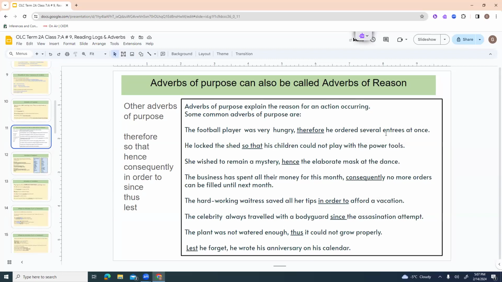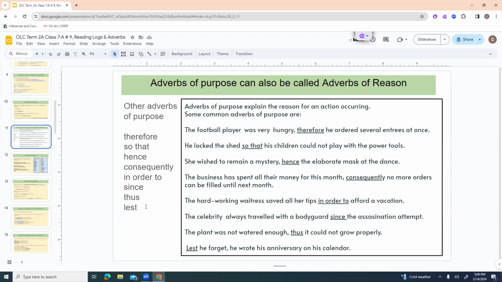There are some other adverbs of purpose. Some examples would be therefore, so that, hence, consequently, in order to, since, thus, and lest. And like I say, a lot of times these end up getting used in such a way that you end up with a complex sentence, but not always. So here are some examples, right? The football player was very hungry. Therefore, he ordered several entrees at once.